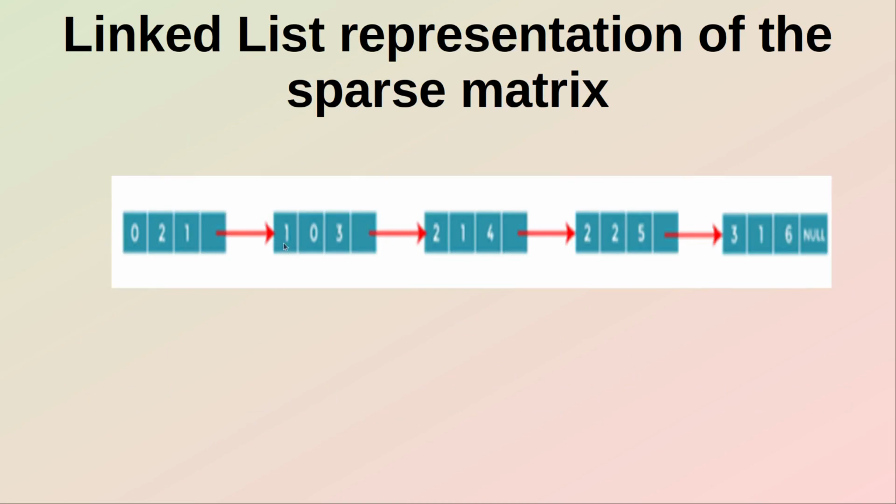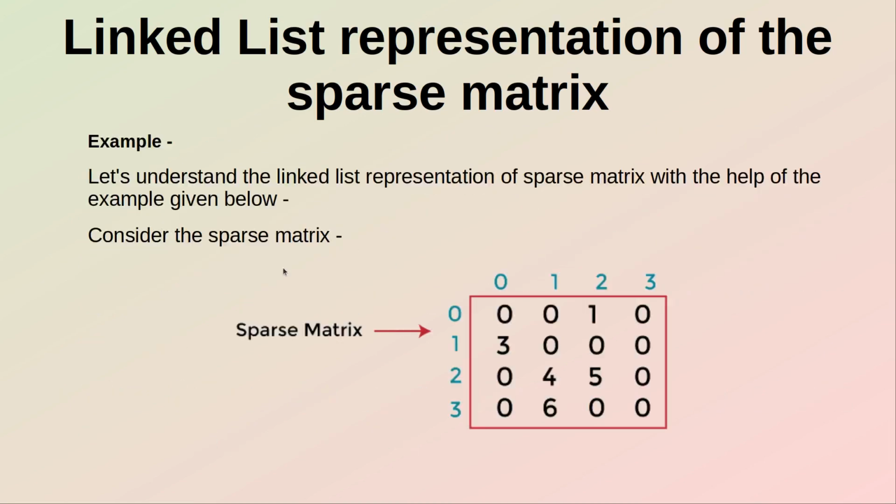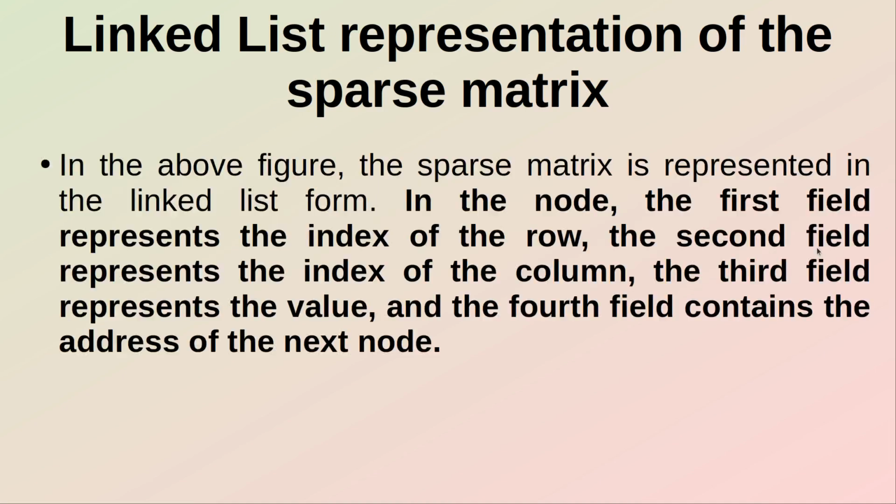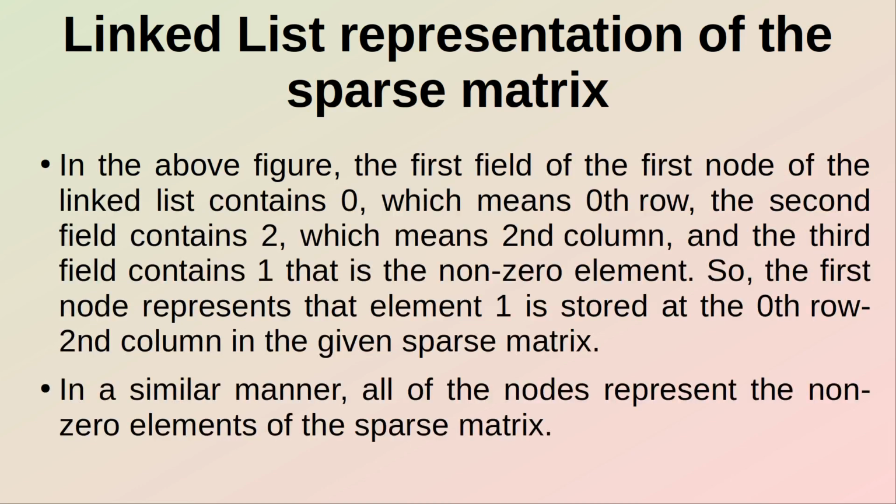Next it connects to the next non-zero value, which is 3. So the row value is 1, the column value is 0, and the value is 3. So it will be linked with the next value. Likewise, the remaining values are linked with each other. The final one is null, because it is not attached to any other value. So this is the linked list representation. These are the theoretical explanations of the linked list representation.